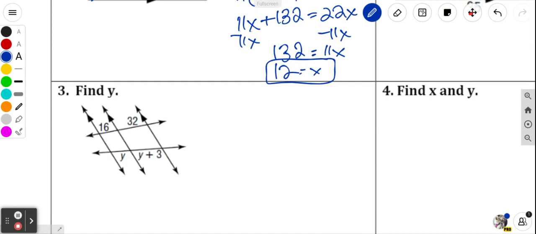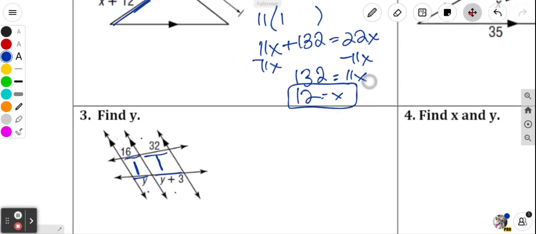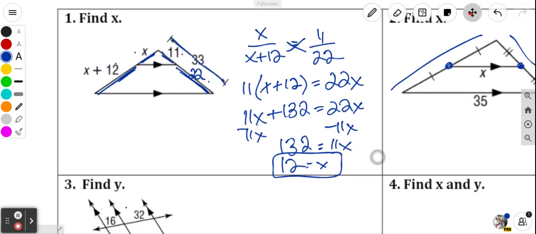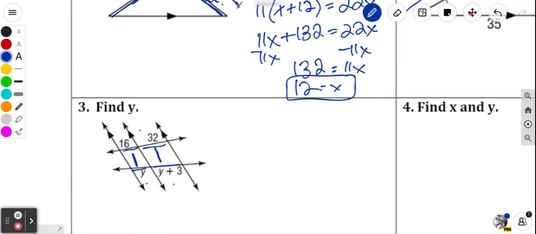Okay, so this one's kind of like number 1, where we don't have triangles, but we do have parallel lines. So these 4 pieces are proportional. So you could go across like that, or you could do like y to y plus 3, 16 to 32. It doesn't really matter. So for this one, I'm going to go across. I'm going to do y to 16 equals y plus 3 to 32. And then cross multiply.